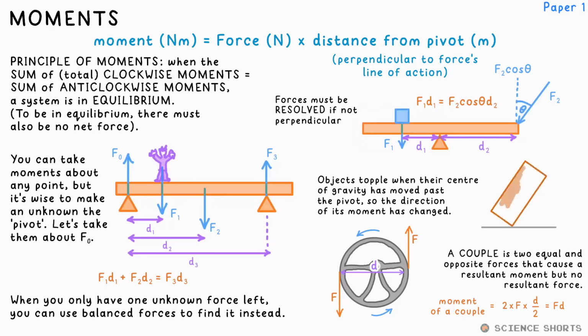An object will topple over if its center of gravity has moved past the pivot vertically, so the moment due to its weight has changed direction from clockwise to anti-clockwise or vice versa.